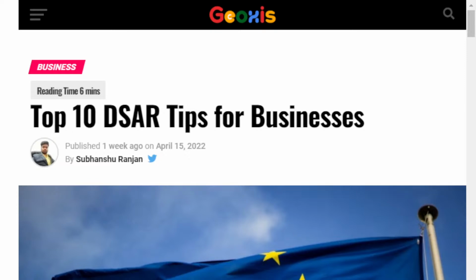Seven. Release the data in a format the requester can use. When releasing data in response to a DSAR, make sure to release it in a format that the requester can use. This might include providing electronic copies of the data or providing information in a specific format. Or the requester might have specified a format to follow. So the best practice would be to follow the requested format.